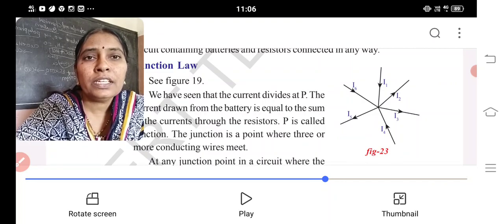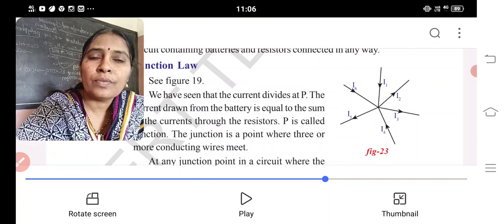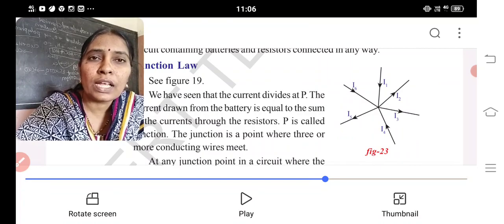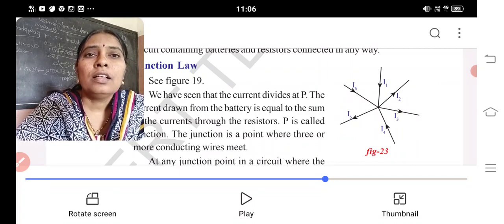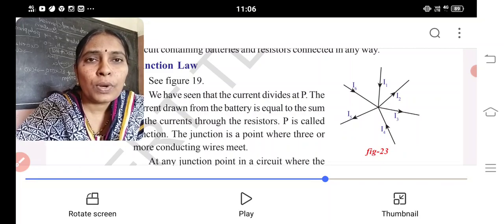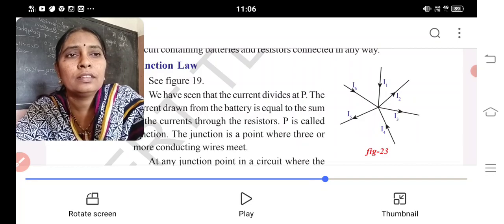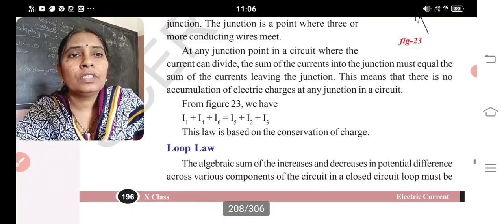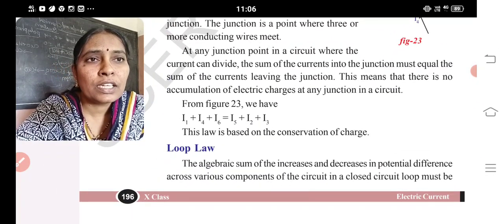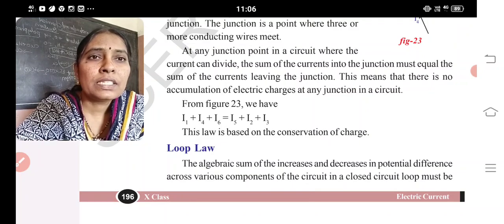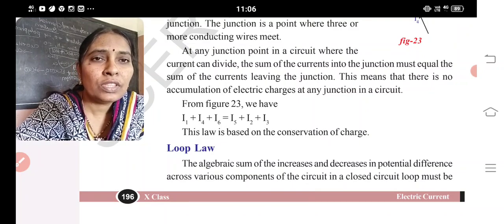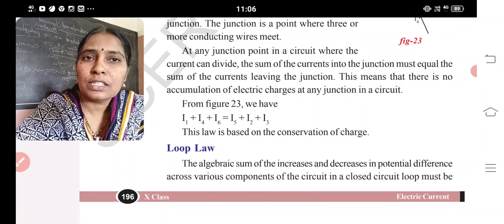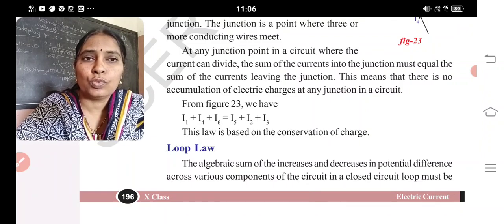The sum of the current into the junction is equal to the sum of the current leaving the junction. This is known as the junction law. And junction law and loop law, both together are known as Kirchhoff laws. Okay? What is meant by junction law, children? The sum of the current into the junction must equal the sum of the current leaving the junction. This means that there is no accumulation of electric charges at any junction in a circuit.